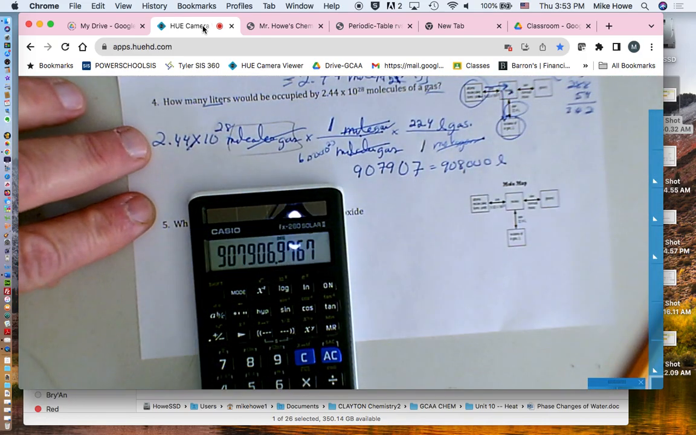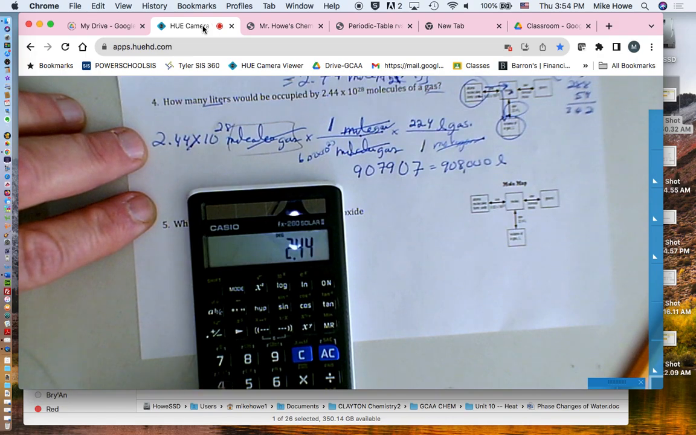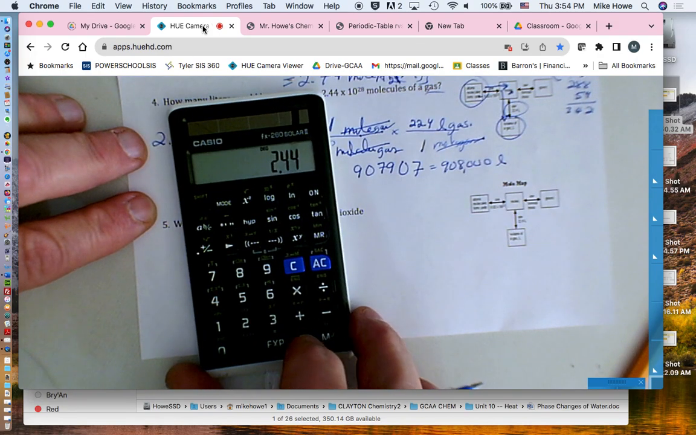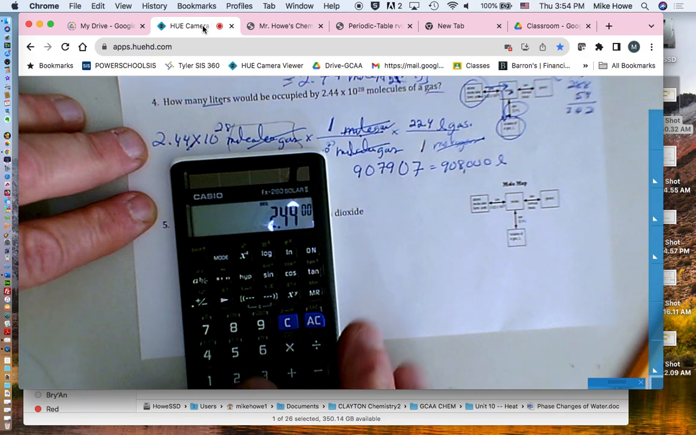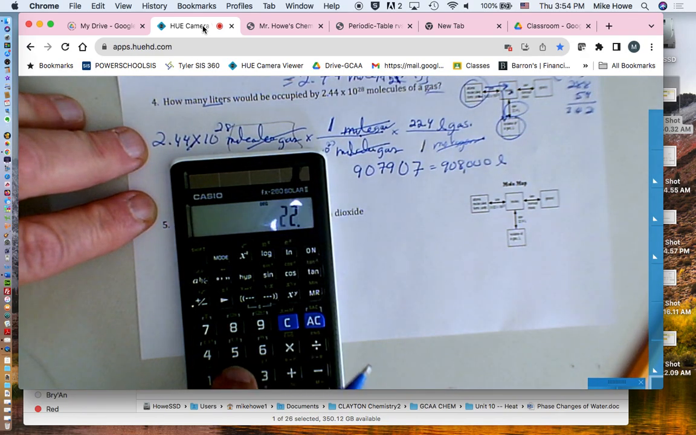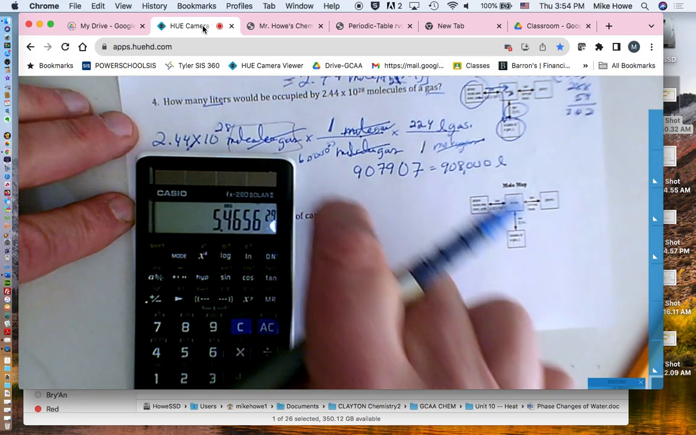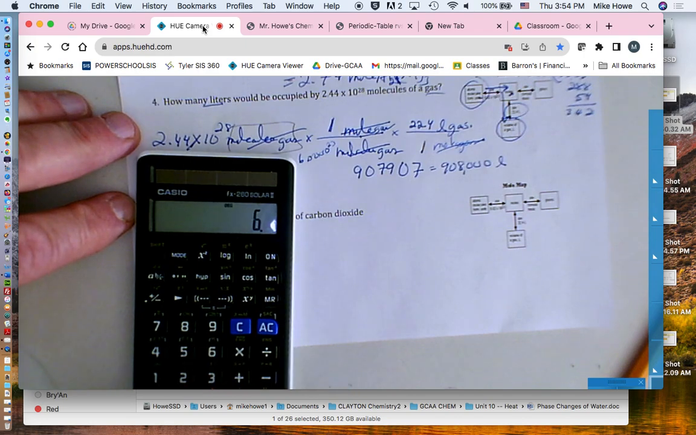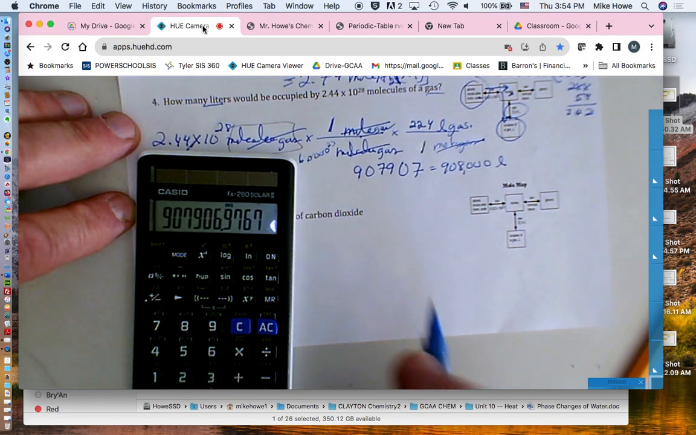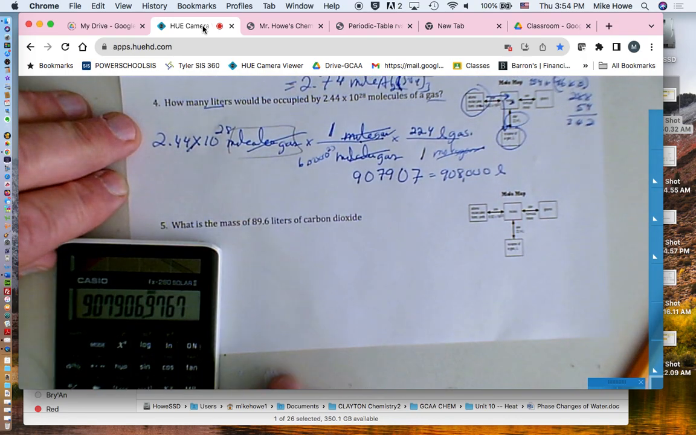So again, here's the math. 2.44, then you type in the EXP key, and that was 28. Multiply by 22.4. And then divide by all of the numbers on the bottom, which was just that number, 6.02. No times 10, so don't hit times 10, hit the EXP again, 23, and you get that number. Last question.